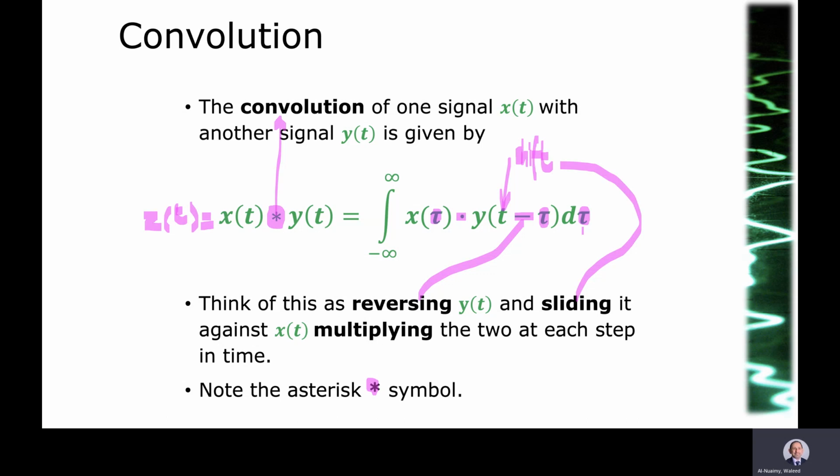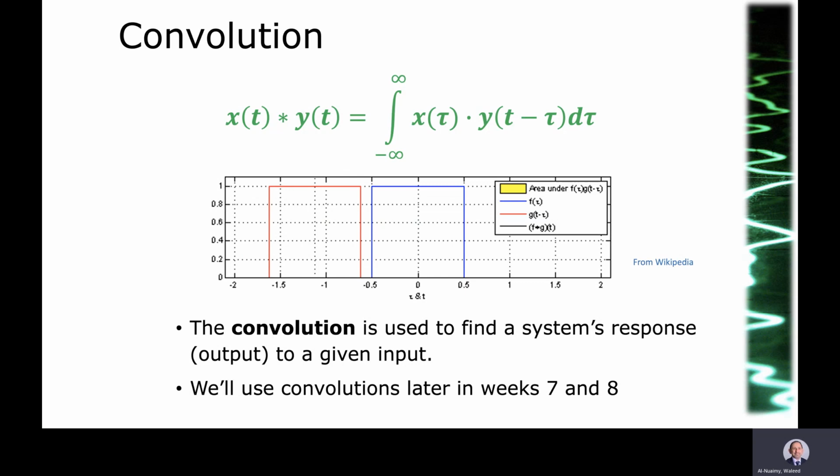So this is an animation that I copied from Wikipedia. Again, what we're trying to do is convolve two signals, x and y. Okay, what do they look like? In this case, x is a boxcar function or a little square wave, and y is the same. So x and y are both the same. One is red and one is blue. What we've done is we've taken y, taken the red one, and we've reversed it.